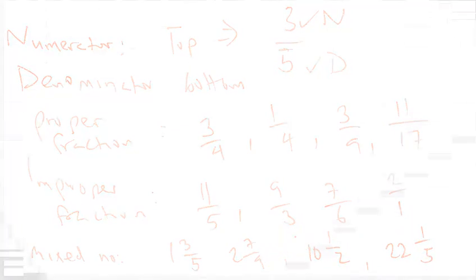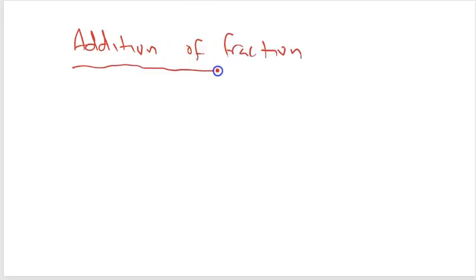Now that we have explained what numerator, denominator, proper fraction, improper fraction, and mixed number are, I want to start our lesson with addition of fractions. How do we add fractions? In this video, I will only focus on addition of proper fractions. Say we have 1 over 2 plus 1 out of 4.